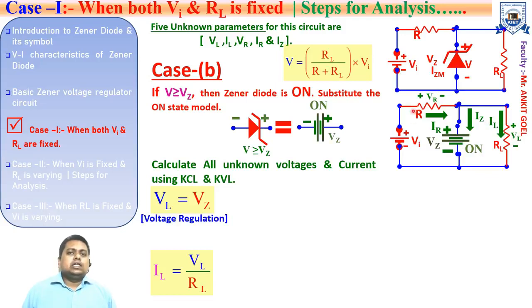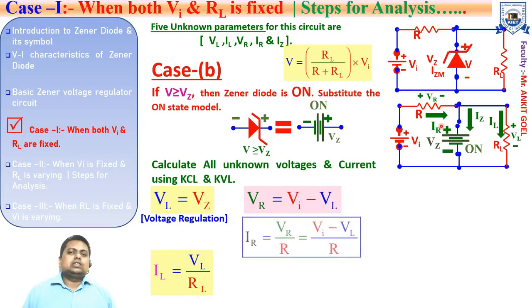Now for this series resistance, you can easily apply KVL in the output loop and find the value of VR, as VR is the difference between the input voltage VI and VL. Right, so VR can be found as VI minus VL. Once you know the value of VR, R is given, you can find the current through the series resistance as VR upon R, or alternatively VI minus VL upon R. So out of the 5 parameters, 4 you have calculated.